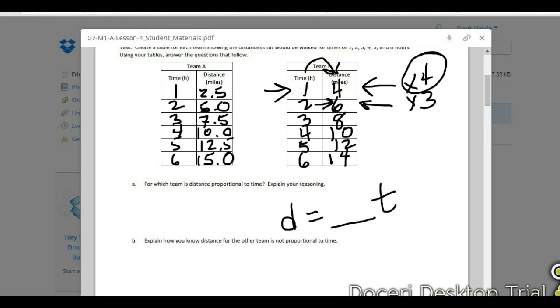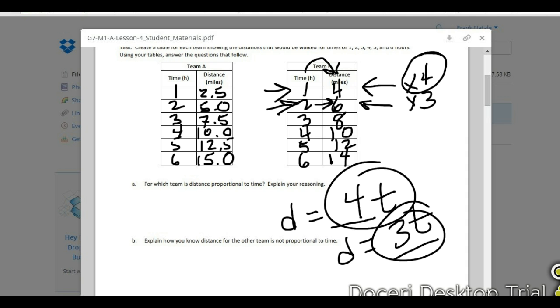But the first hour, it's 4t, okay? Distance equals 4t, but then over here it's distance equals 3t, and that's over here at hour 2. All right, so these are not consistent, therefore it is not consistent.